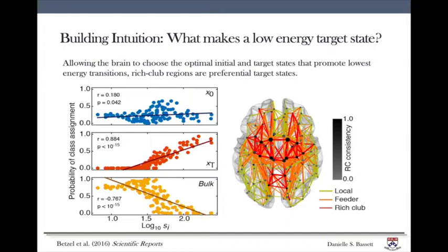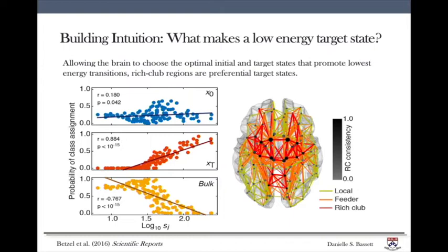And I just want you to focus specifically on this middle panel here, which on the y-axis is the probability of being assigned to the target state. So these are the probabilities in which these areas are the ones that are active in the target state. And then on the x-axis is the log of the strength of node i. And there's a positive correlation here. And what that means is that the regions that tend to be active in that optimal low energy target state are the ones that have high structural strength. So those are the regions that have a high column sum of the structural adjacency matrix.